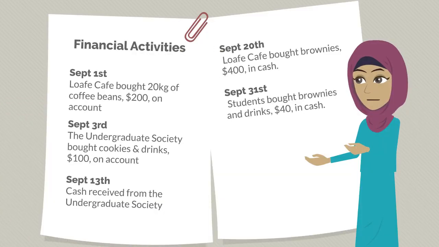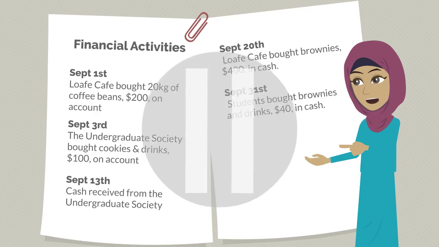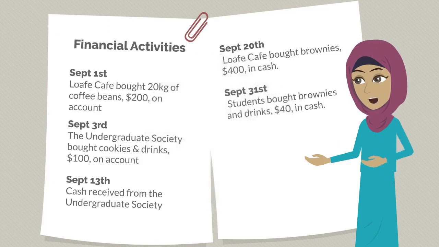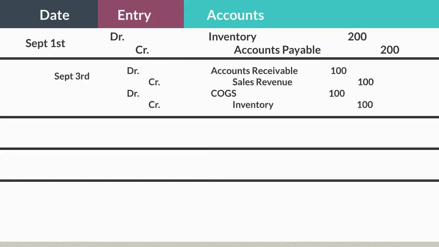Let's apply what we just learned to Loaf's financial activities. Pause the video here to complete the journal entries and press play again to view the solutions. Here's the solution.